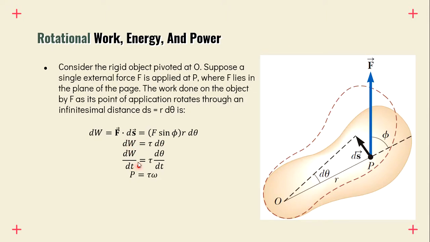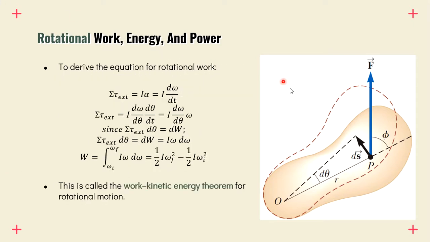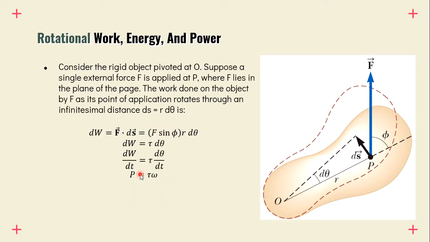Differentiating both sides with respect to time, dW/dt is just equal to power, and dθ/dt is equal to angular velocity. So that gives us P equals torque times the angular velocity. So we have derived the equation for power.